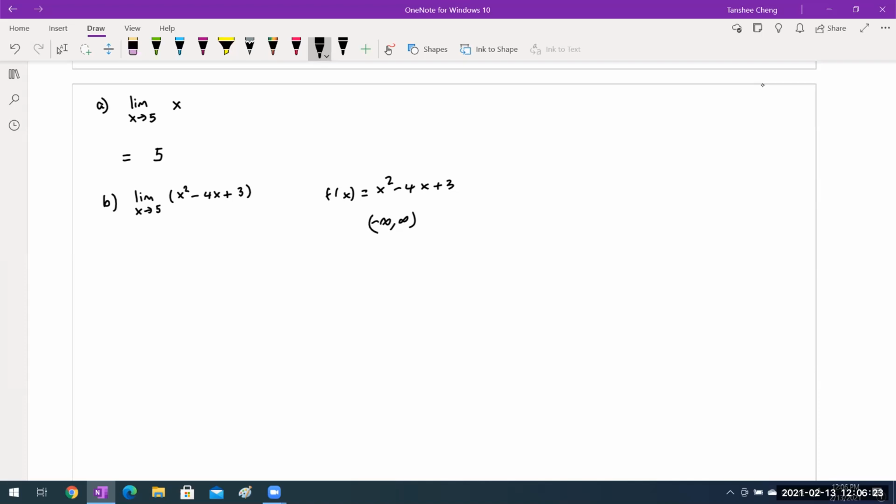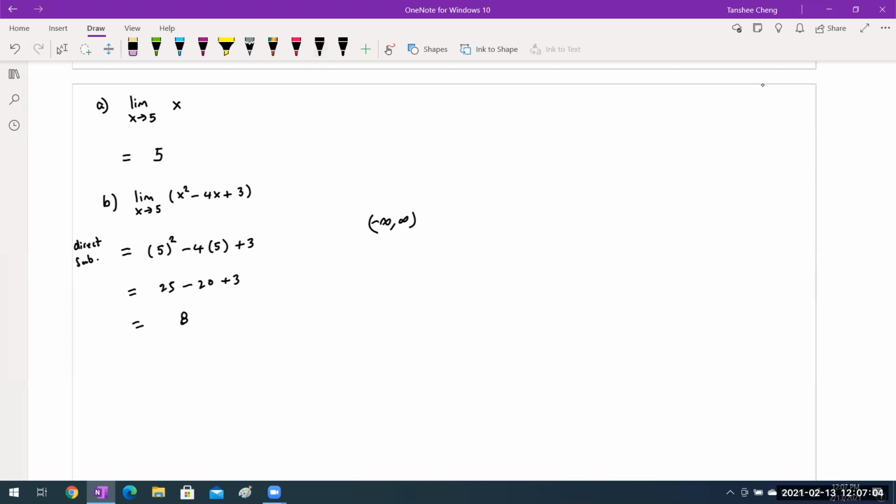So I can say that by direct substitution, this will be 5 squared minus 4 times 5 plus 3, which will be equal to 25 minus 20 plus 3, which is 8. And we will be saying that this is direct substitution, the property that we use. So that's one way to approach it.